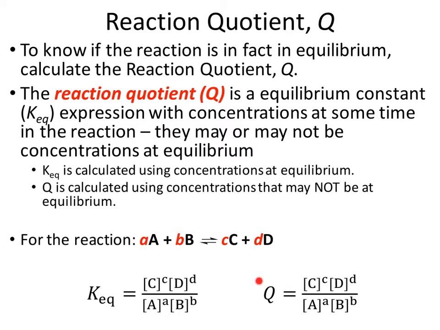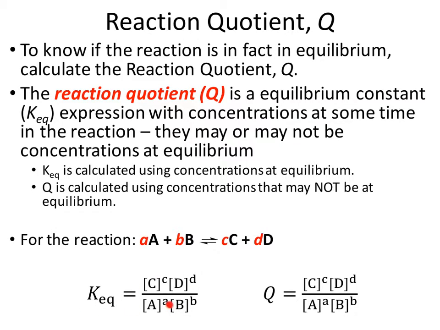Now, this is really cool because if we know what our quotient is, we can figure out where our reaction is in terms of attaining equilibrium. If our Q is equal to our K, that means that the reaction is at equilibrium, nothing to worry about. But if it's larger or smaller, it means that the reaction is still progressing towards equilibrium. And that's what we're trying to find out. So once again, our expressions are the same, but the meanings are a little bit different.